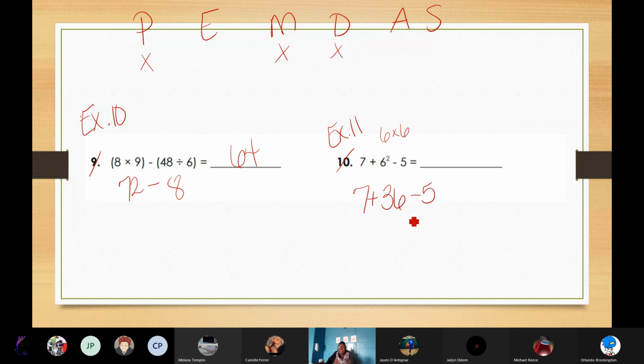Which operation will I do next after I've done my exponents? Move from left to right. Will I add next or will I subtract next? Add. Very good. And what's 36 plus 7? 43. Isn't it 42? 37, 38, 39, 40, 41, 42, 43. Good job. You got me.